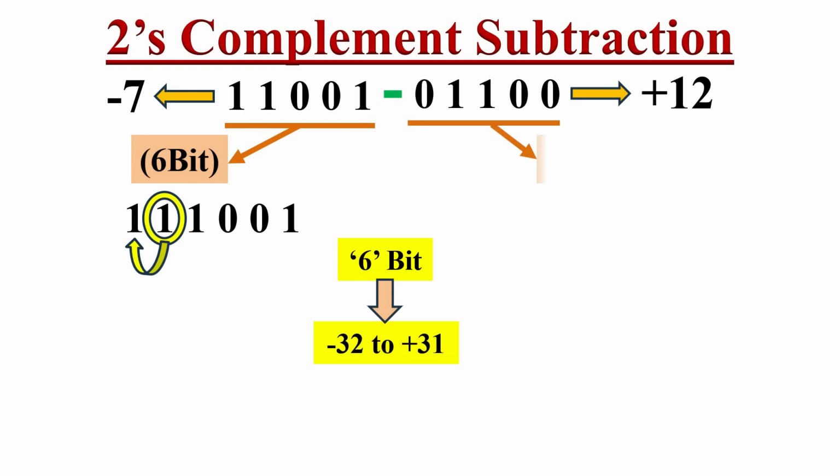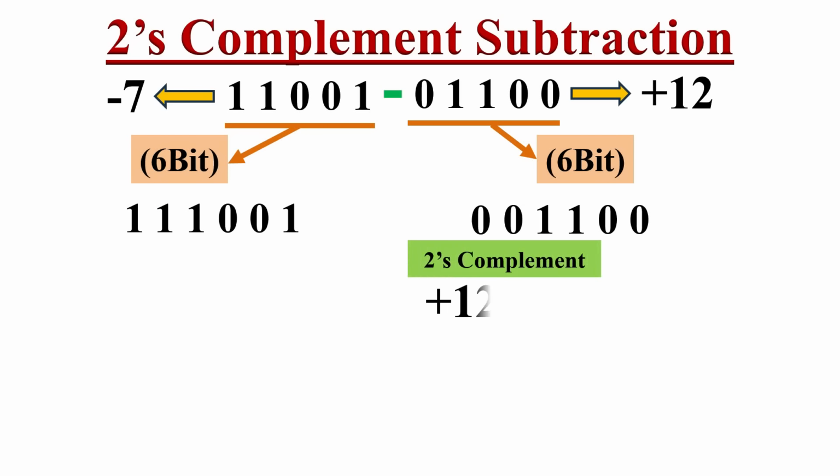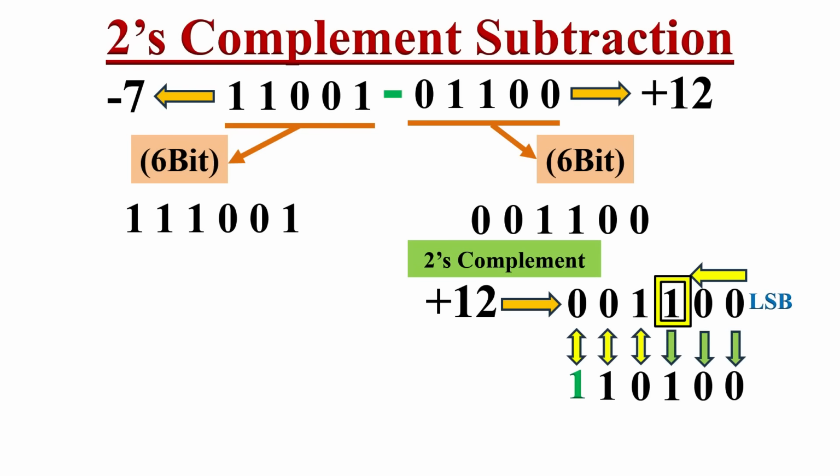For second number 01100, we will do the same thing. We must copy MSB bit 0 as an additional bit. Hence 001100 is the 6-bit representation of plus 12. Now we will find 2's complement of plus 12 to get the value of minus 12. To convert this number, we must start from LSB and will identify the first one. We will copy all bits as it is up to this first one and will invert all bits after that. So 110100 is the 6-bit representation of minus 12.